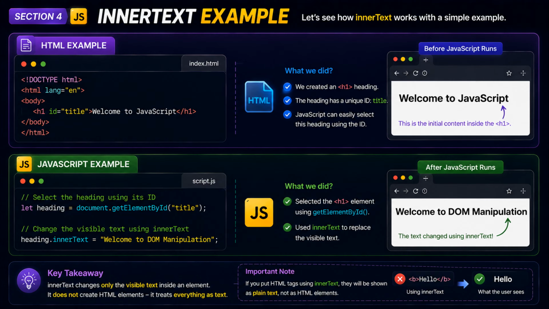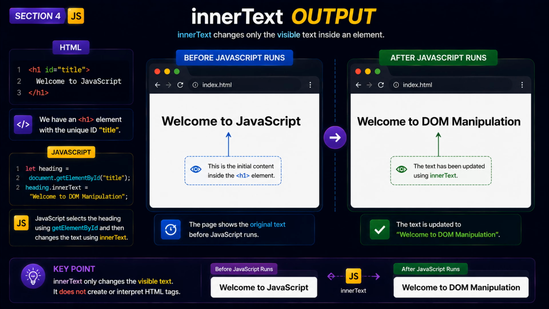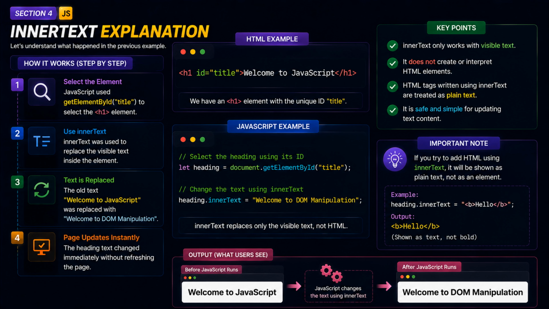JavaScript example. let heading = document.getElementById("title"); heading.innerText = "Welcome to DOM Manipulation". Output. Before JavaScript runs: Welcome to JavaScript. After JavaScript runs: Welcome to DOM Manipulation. The heading text changes instantly on the web page.